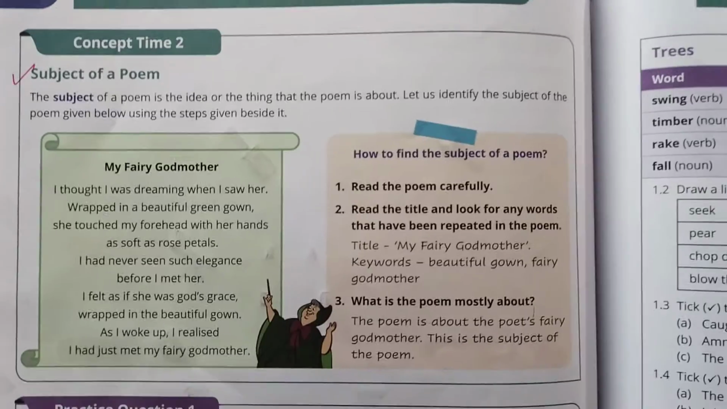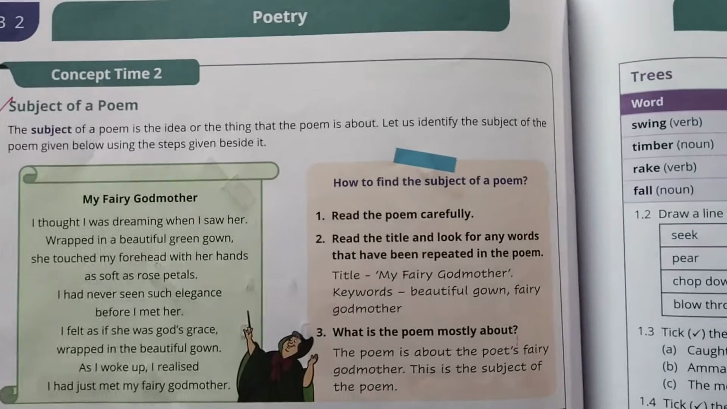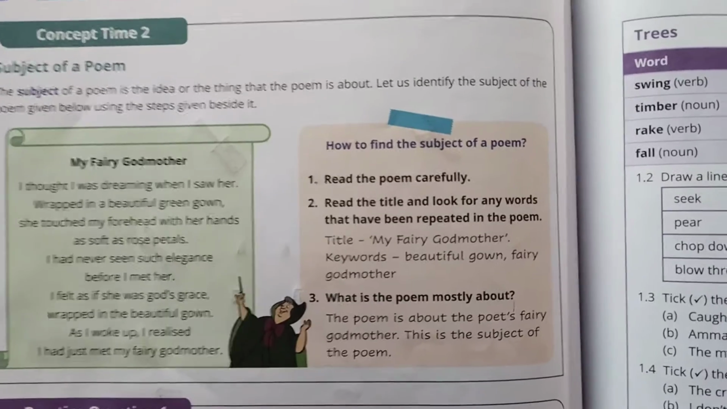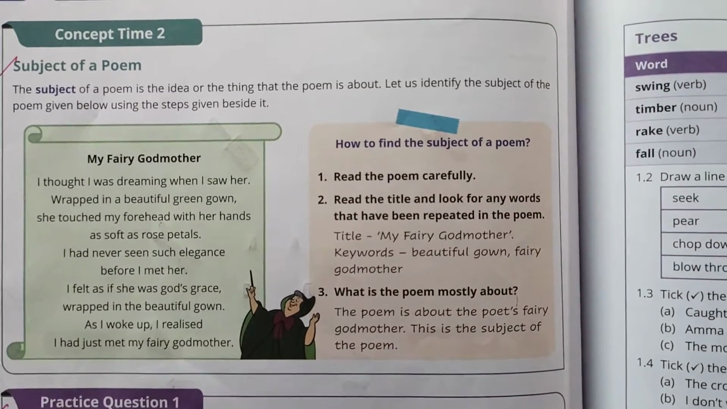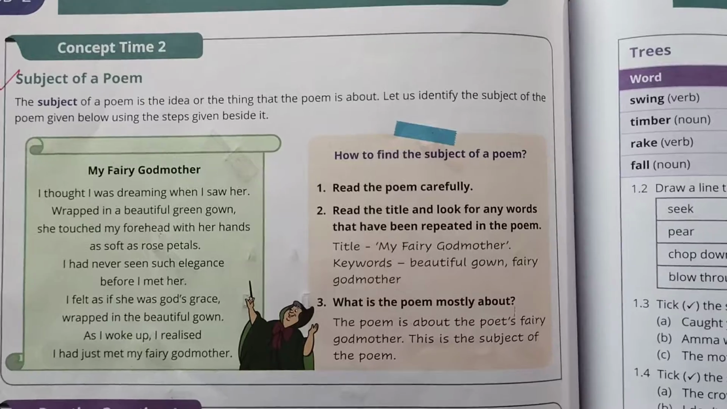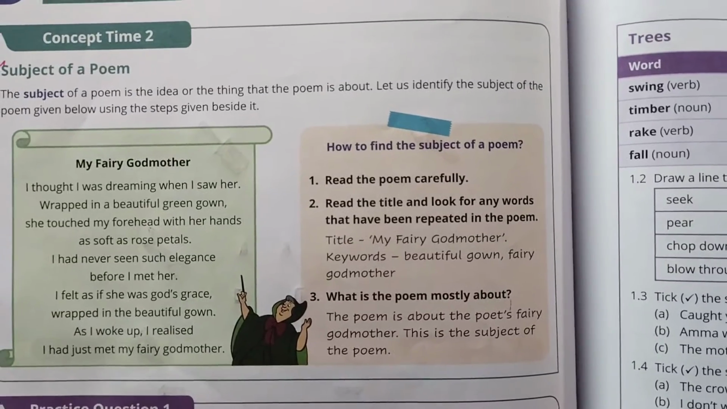Today we are going to see the concept time 2 and concept time 3. So first let us learn about the concept time 2, that is about the subject of a poem. Here, how to find the subject of a story, we have already learnt about it. How to find the subject of a story.